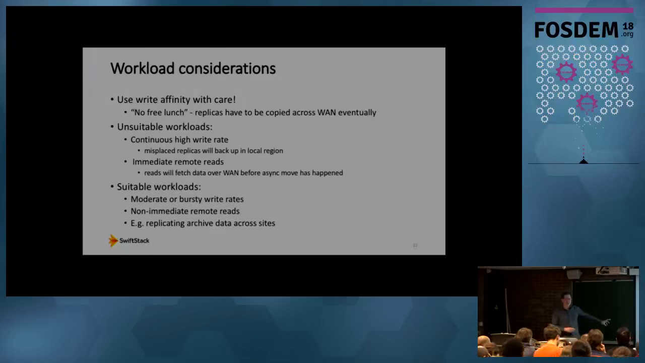But there are some workloads where write affinity is a really useful tool. So if you have bursty traffic, for example, where you want to rapidly accept a lot of writes into the cluster, but then you have a quiet period when you can be asynchronously moving replicas and working towards the dispersion goal that we have. And in particular, if your remote clients don't have a requirement to be immediately reading data, then write affinity is perhaps a suitable tool. So for example, if your goal is to replicate archives for delayed access by clients in multiple regions.